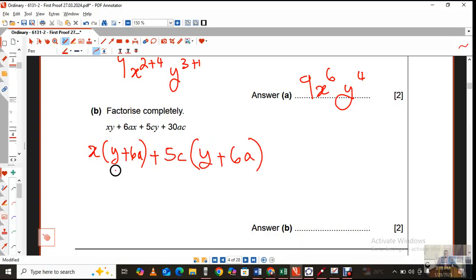Can you see that these two brackets are identical? And when they're identical, it means you write everything outside the bracket, 5x plus 5c, in its own bracket, and you write y plus 6a in its own bracket because it's a common term. Therefore, you get the same answer. Okay? You don't have to repeat it again. Factorizing from 1, 2, 3, 4 terms to one term.